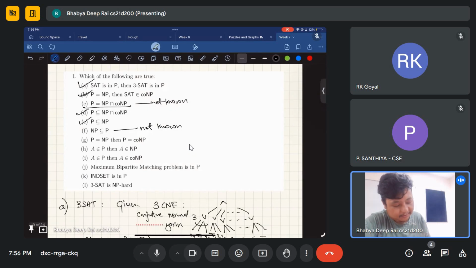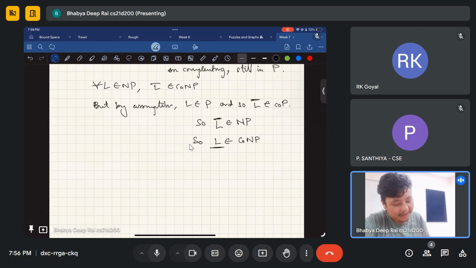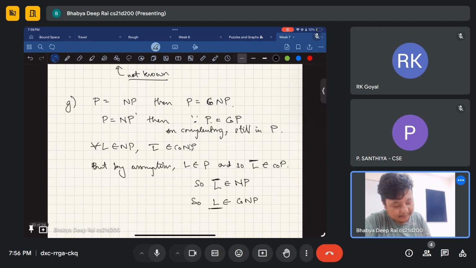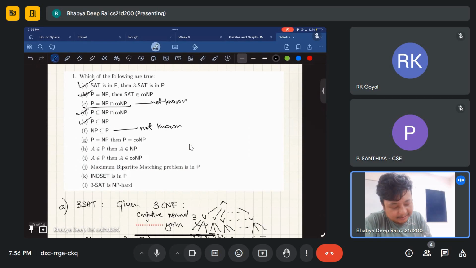Okay, so any language L in P is in coNP. Now if A is in P, then A is in NP. True, because P is contained in it. If A is in P, then A is in coNP also. True. P lies in the intersection of NP and coNP.